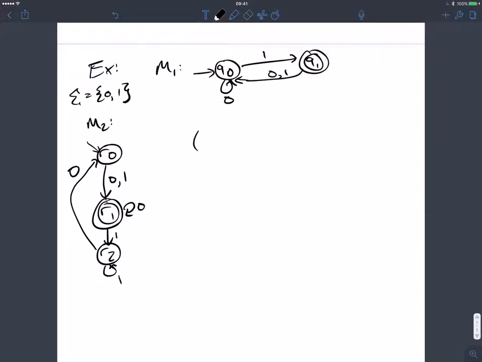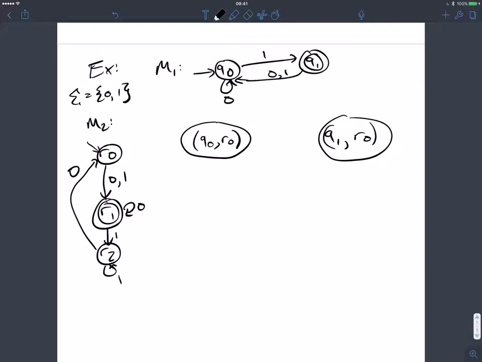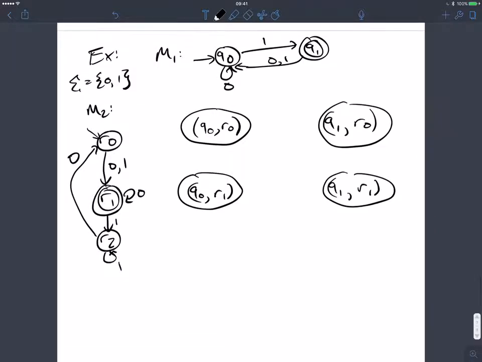So I'm going to have a state Q0, R0, Q1, R0, and then Q0, R1, Q1, R1, and then Q0, R2, and then Q1, R2.